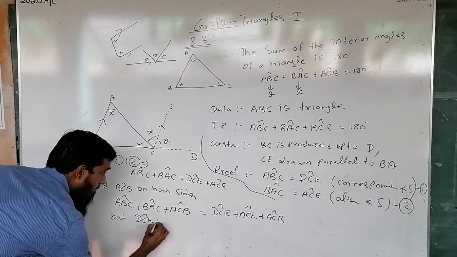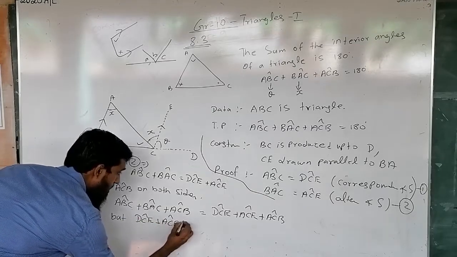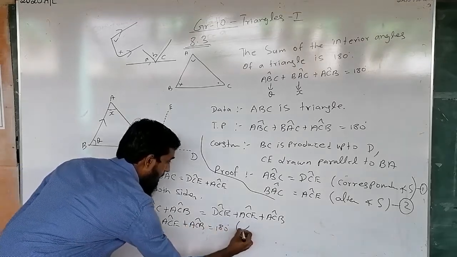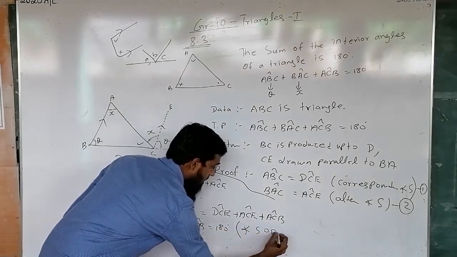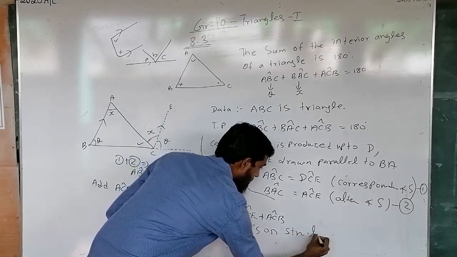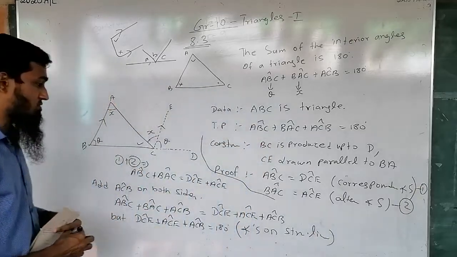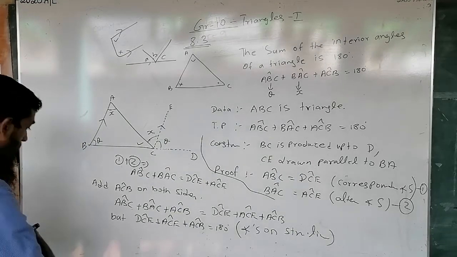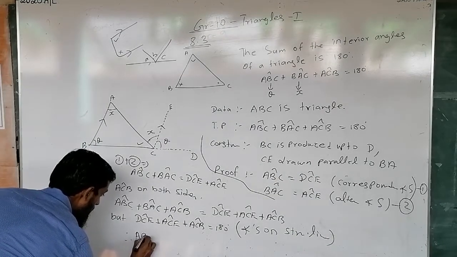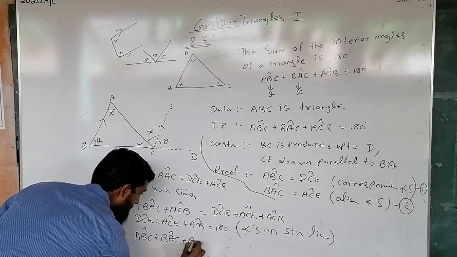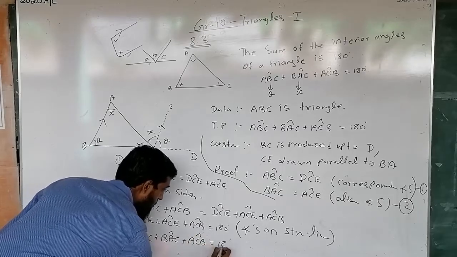DCE plus ACE plus ACB is equal to 180, angles on a straight line. Right. Now we can finish. So therefore, ABC plus BAC plus ACB is equal to 180.